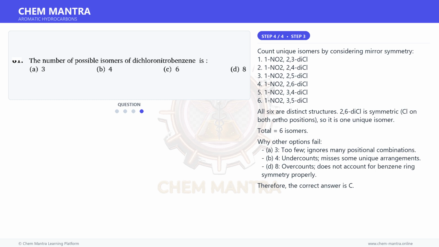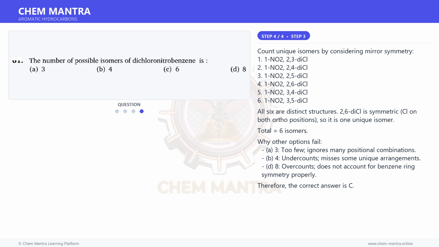1, 1-NO2, 2,3-DCl. 2, 1-NO2, 2,4-DCl. 3, 1-NO2, 2,5-DCl. 4, 1-NO2, 2,6-DCl. 5, 1-NO2, 3,4-DCl. 6, 1-NO2, 3,5-DCl.